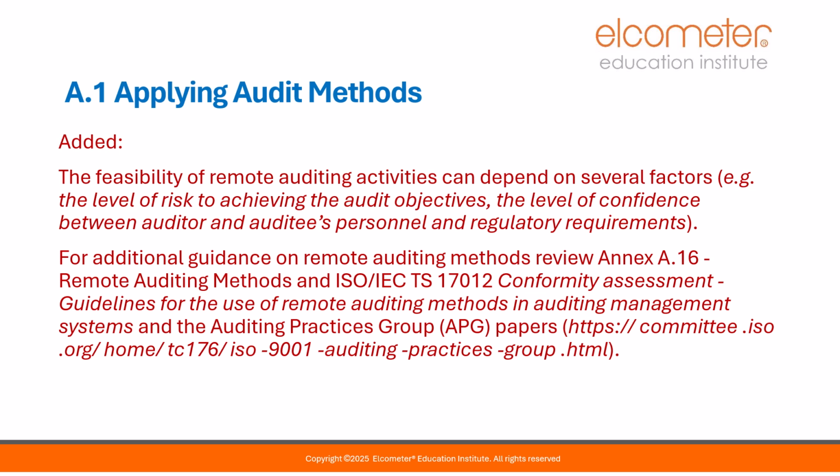The additions include: the feasibility of remote auditing activities can depend on several factors, and they give examples: the level of risk to achieving the audit objectives, the level of confidence between the auditor and auditee's personnel, and regulatory requirements. They also reference the additional guidance on remote auditing methods in Annex A16 and in ISO/IEC TS 17012, conformity assessment, guidelines for using remote auditing methods in auditing management systems.